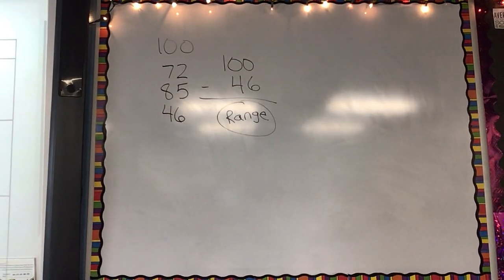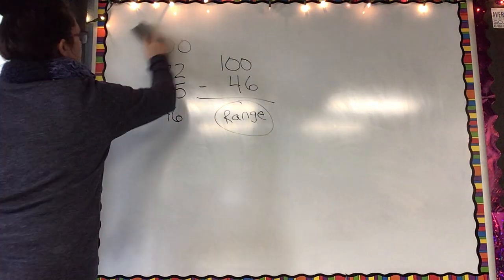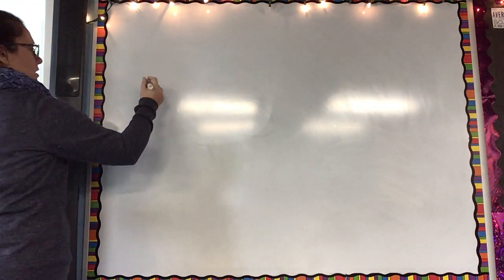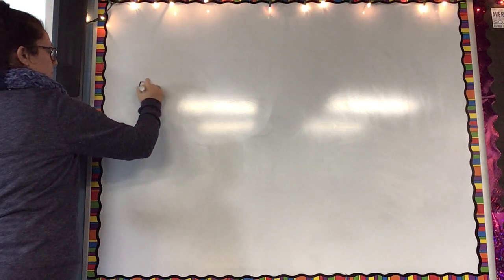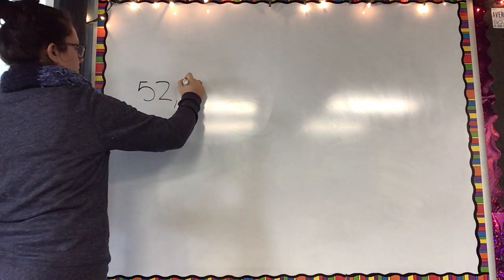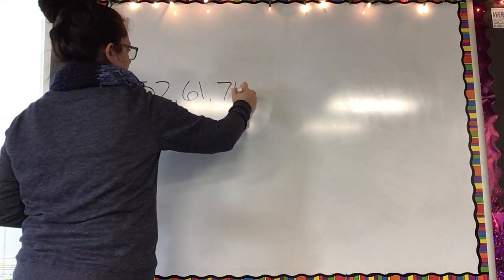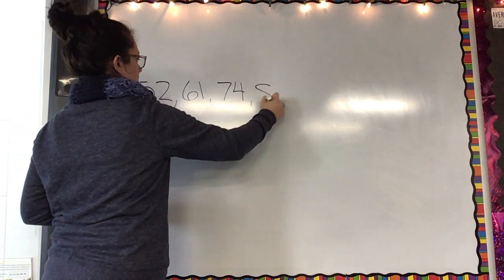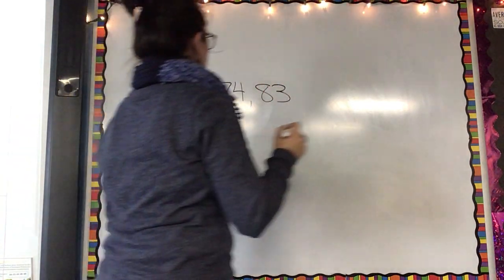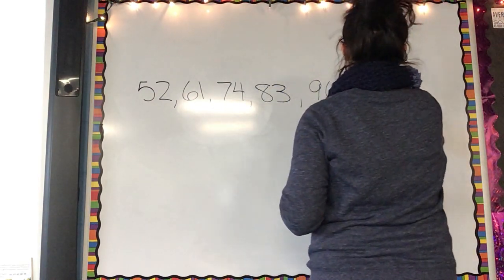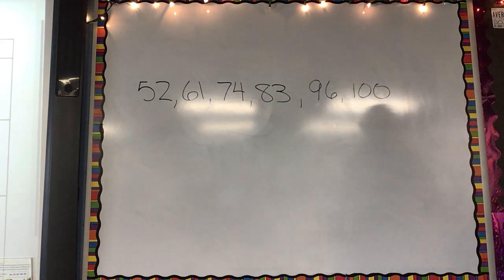Now they got lucky having an odd set of numbers. They had 5. But let's take a look. What if I didn't have an odd set of numbers? What if I had 6 numbers? I'm going to put my numbers in order from least to greatest. Here's my test scores that I have, and I put them in order from least to greatest.